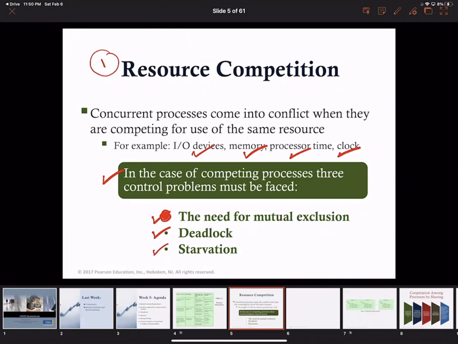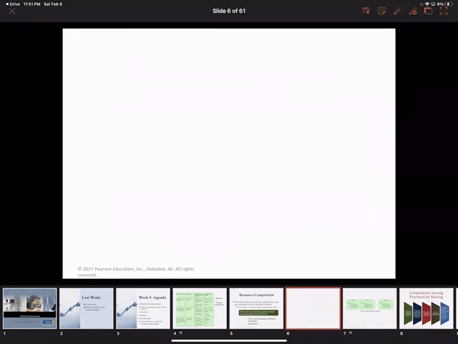So in the case of this printer example, we want any individual process to have control of the printer while it prints an entire file. Otherwise, lines from competing processes will be interleaved. This is an example of mutual exclusion. The enforcement of mutual exclusion, which is mandatory in concurrency, has actually created two additional problems, as I said before. The deadlock. Let's talk about the deadlock a little bit.